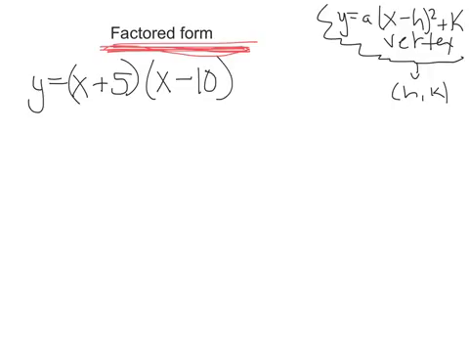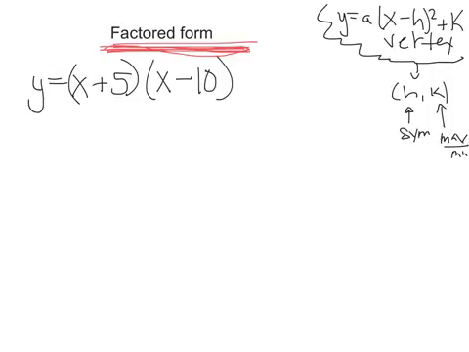We know that the h coordinate, or the x coordinate, is going to give us our symmetry, and we know that the k value, or the y coordinate, is going to give us our max or min value. We know a is going to tell us if it's opening up or down, and if it's stretched or compressed.